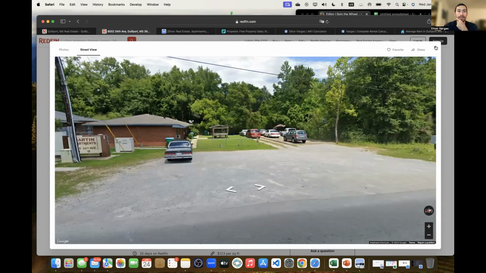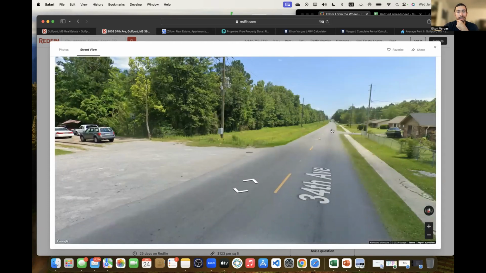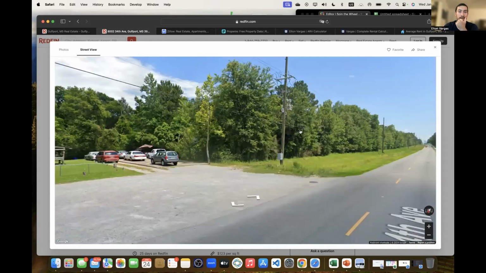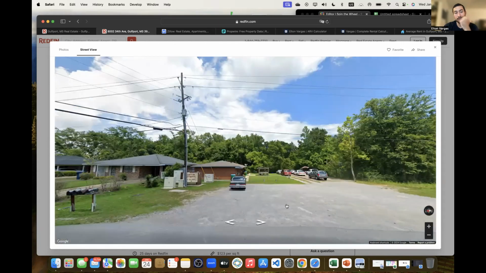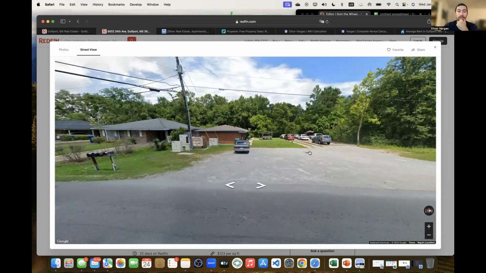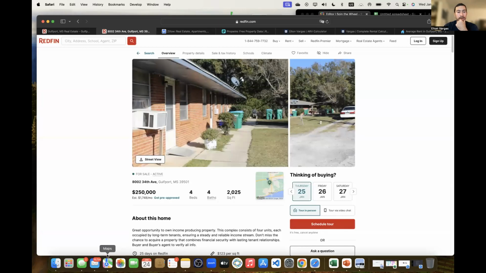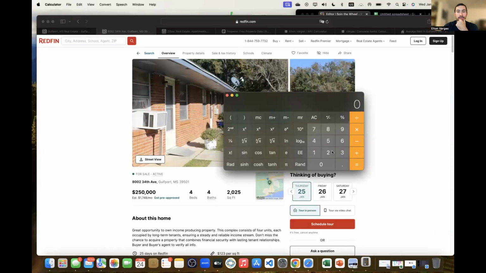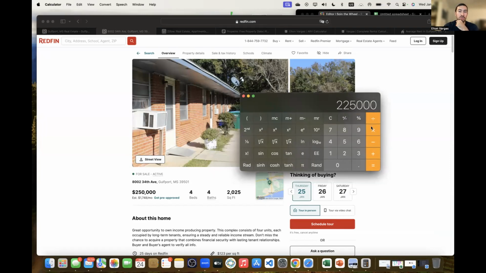Another reason I want to get the property at a low price is because it is in a high traffic area. I can see a huge semi truck coming down this road, and especially with these electrical lines and high traffic, anything can really happen. For my safety and the safety of my tenants, I want to make sure I get a discount. Automatically, it'll be a 10% discount just from being in a high traffic area. So if they're selling for $250,000 minus 10% because it's in front of a high traffic area, then I'm already able to get $225,000 for the asking price.